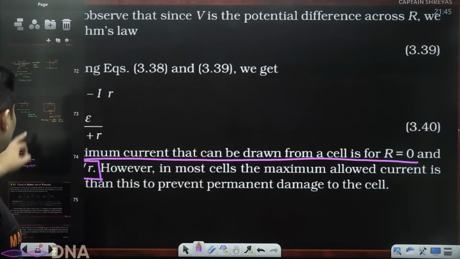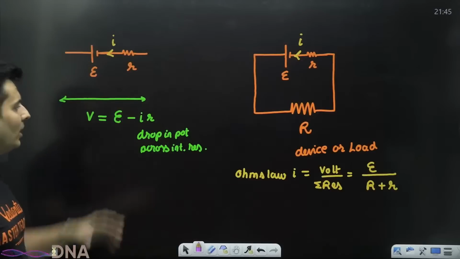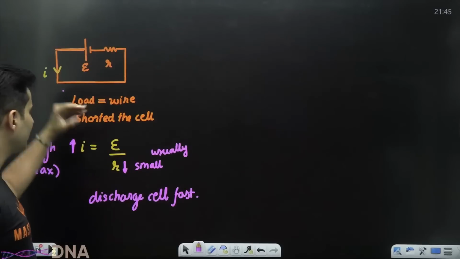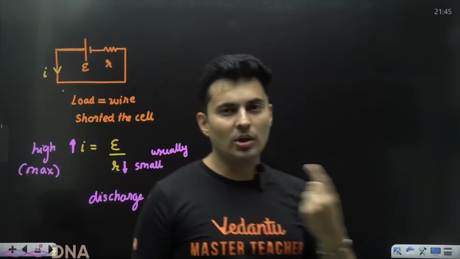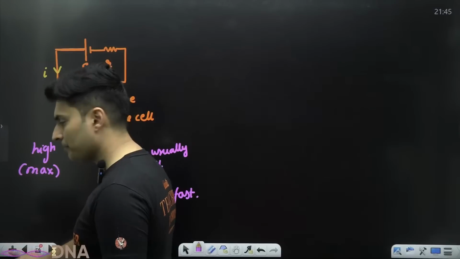So all these three things you should know. Open circuit, this is connected to a load, and finally this is without a load, basically shorting a circuit. These three things they have mentioned over here very clearly.